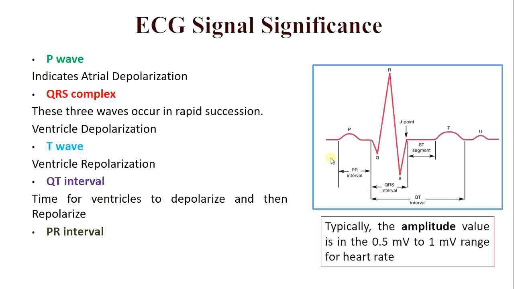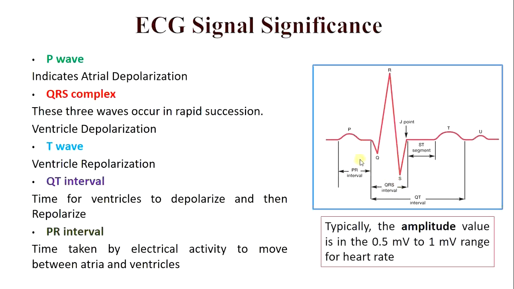In the figure again you can see this PR interval. The PR interval is the time taken by the electrical impulses to move from the atria to the ventricles. Now we have seen that the P wave indicates atrial depolarization, the QRS complex indicates ventricular depolarization, the T wave indicates ventricular repolarization, but we didn't observe the atrial repolarization. In the same time period, the atrial repolarization happens, but the amplitude of that signal is so small that it gets overlapped in this QRS complex. So basically we get to see the QRS complex which indicates the ventricle depolarization.